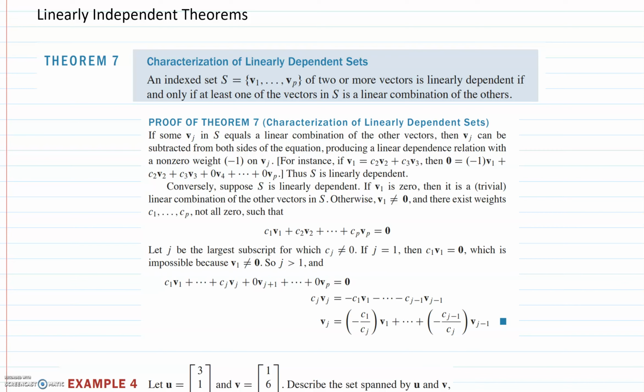Hello again. In this video, we're going to go over 3 theorems that are in this section. The first theorem that we're going to go over is called the characterization of linear dependent sets.